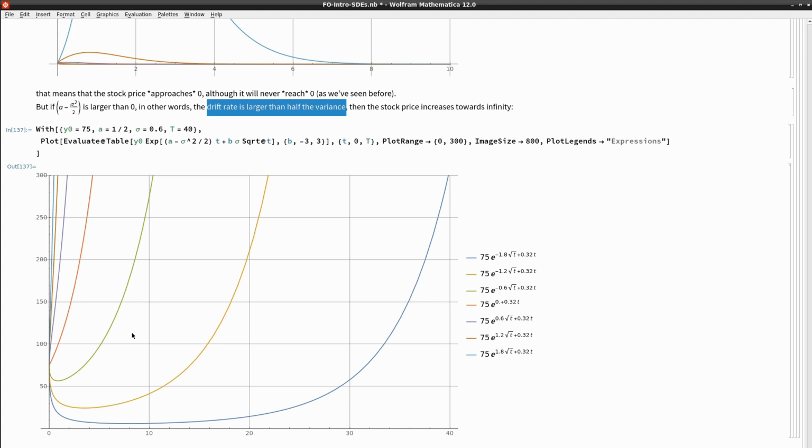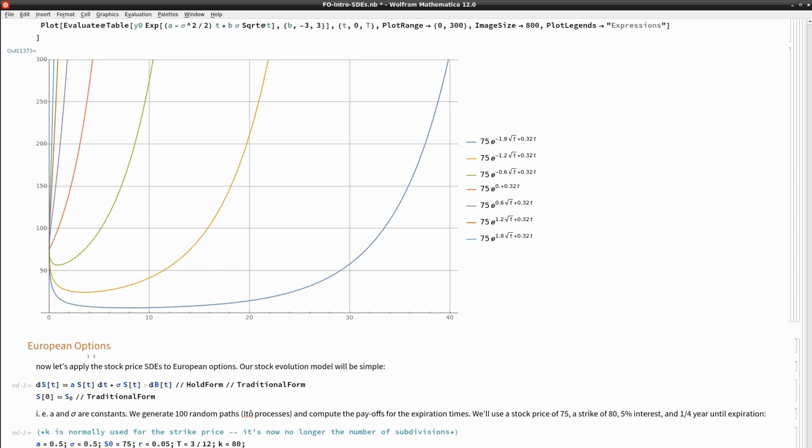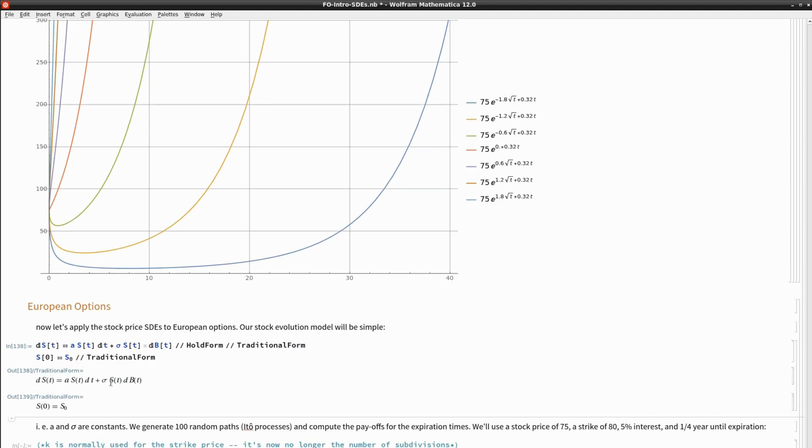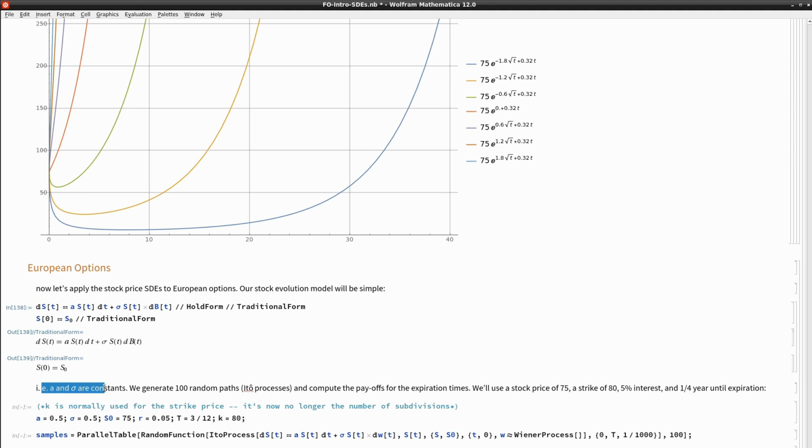All right, so next let's go into the European options. We didn't do this just for the fun of it. Eventually we want to price some options with it. And let's apply the stock price SDE to European options. So our stock evolution model will be this simple SDE that we had before. Again, we are multiplying the time change with the drift rate times the stock price, and the noise we multiply with sigma times the stock price, and we need an initial value. That means A and sigma are constants.